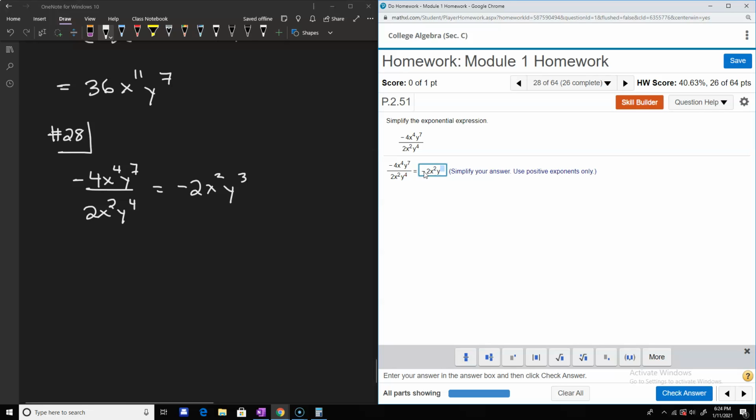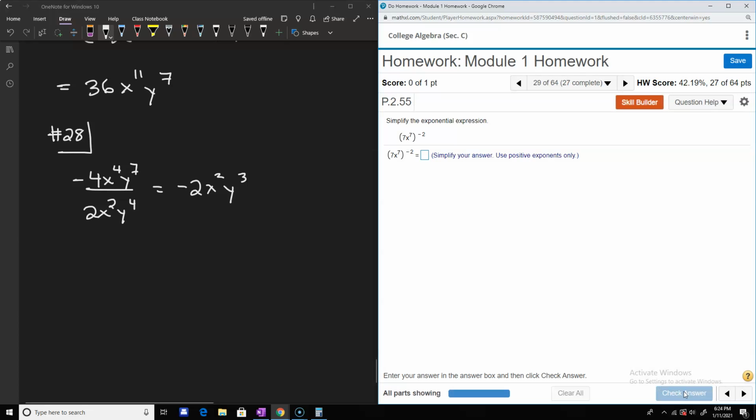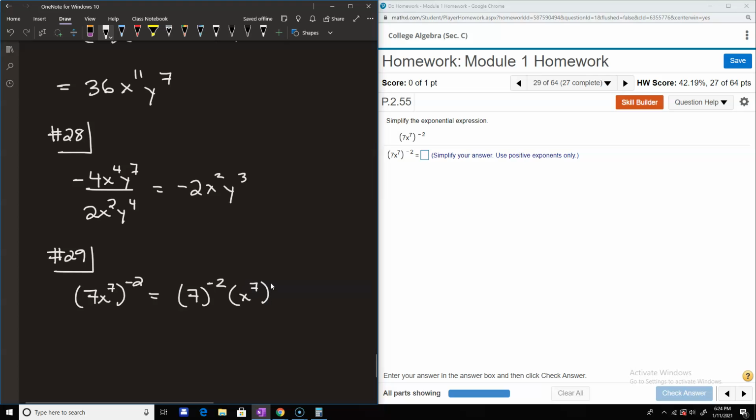We didn't have any negative exponents here, so there wasn't anything tricky. If we did, we'd have to rewrite them as we did with one of those previous problems. Whenever we have fractions, a lot of times they're going to have some positive exponent rules, as we see here. So for number 29, we have 7x to the 7th raised to the negative 2. So again, we want to do each part to the negative 2. So we have 7 raised to the negative 2, and also our x to the 7th we want to raise to the negative 2nd.